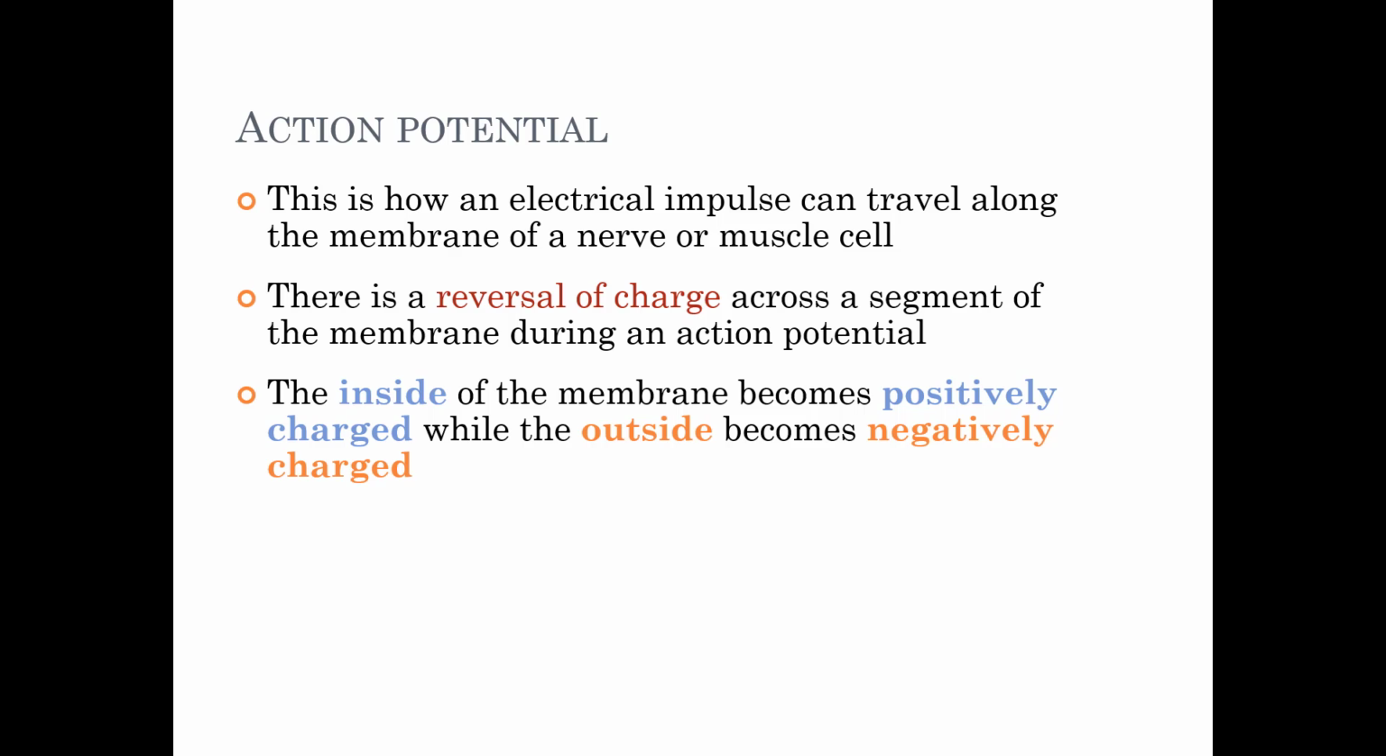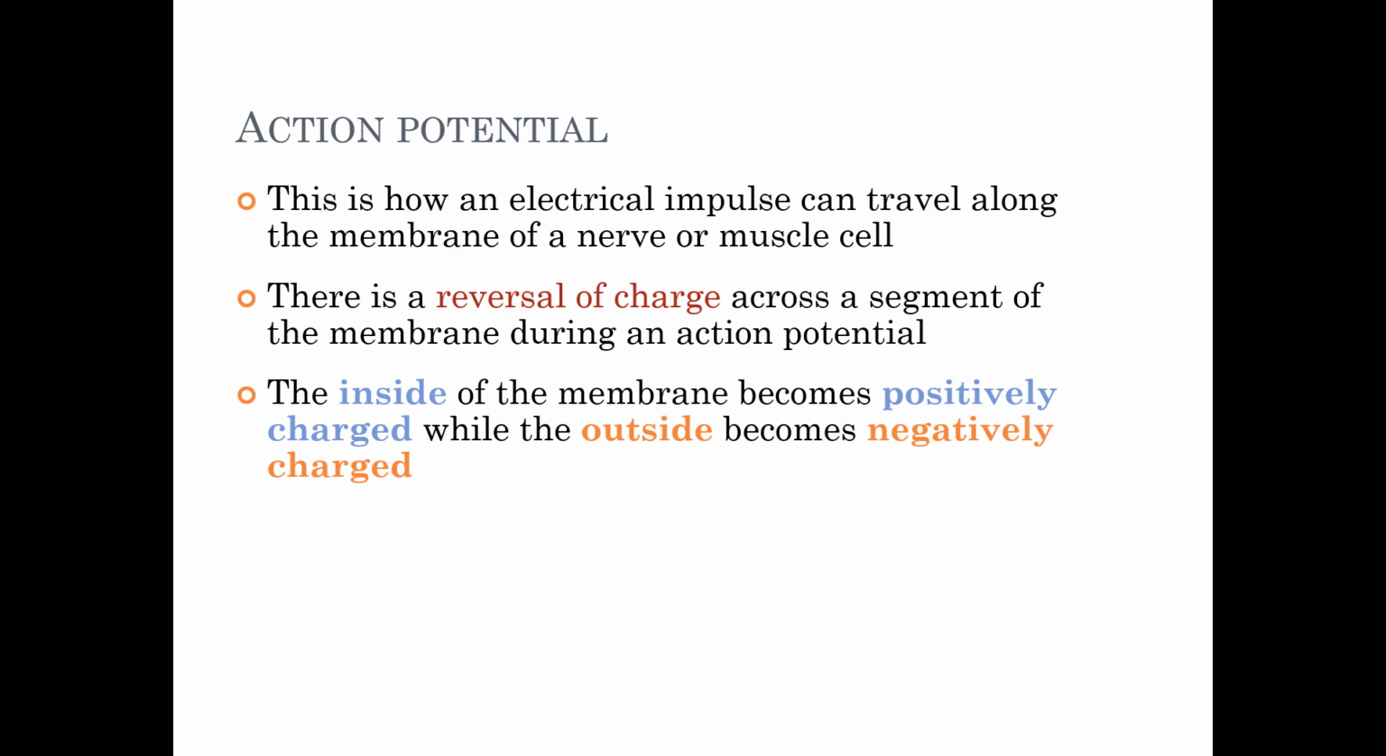So the action potential is the signal that we talk about when we talk about how an electrical impulse travels along the membrane of a neuron or muscle cell. But just keep that in your mind for when we talk about the muscular system. We're going to focus on the neuron today. And the action potential itself is a reversal of the charge.